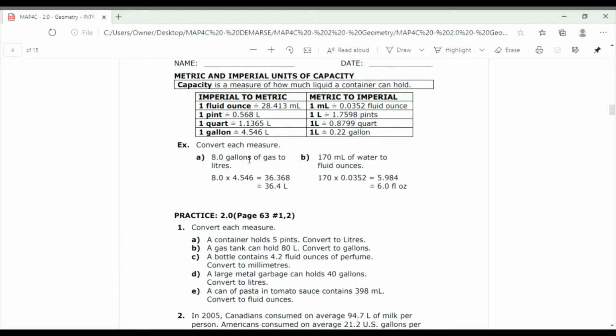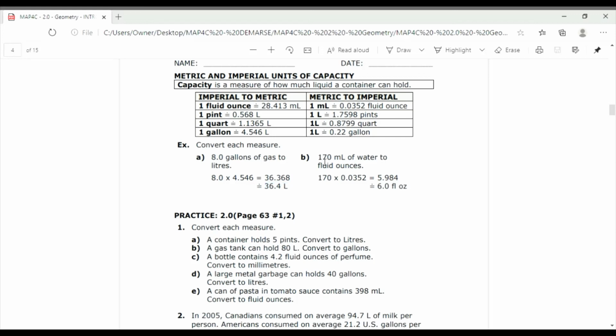So 8 gallons multiplied by the conversion factor 4.546 on a calculator is equal to 36.368. And that can be rounded to 36.4 if we are sticking with the trend of rounding to the nearest 1 decimal. So 8 gallons is equal to approximately 36.4 liters.